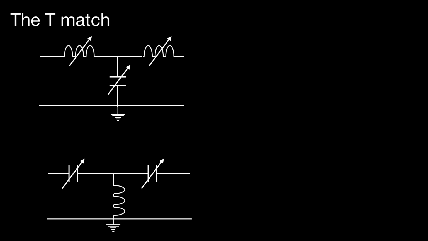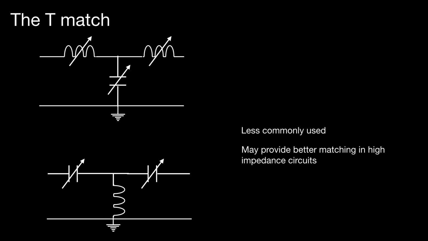Here we have the T match. This is less commonly used. It can either be a T formed with 2 inductors at the top or 2 capacitors at the top. It has the advantage that it may provide better matching in high impedance circuits. So you do see the T match used where you have a high impedance circuit. And where may you have a high impedance circuit? Well, for example, if you're end feeding a lambda by 2 dipole.